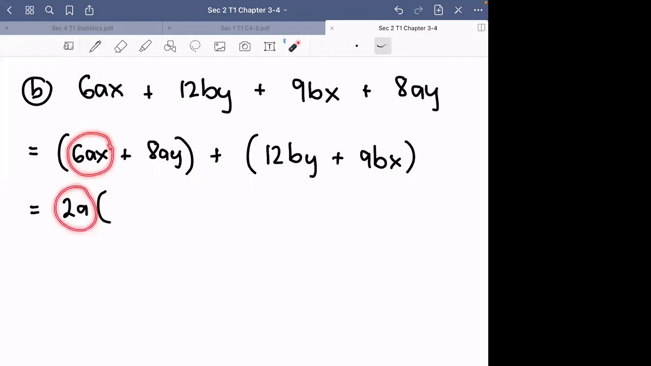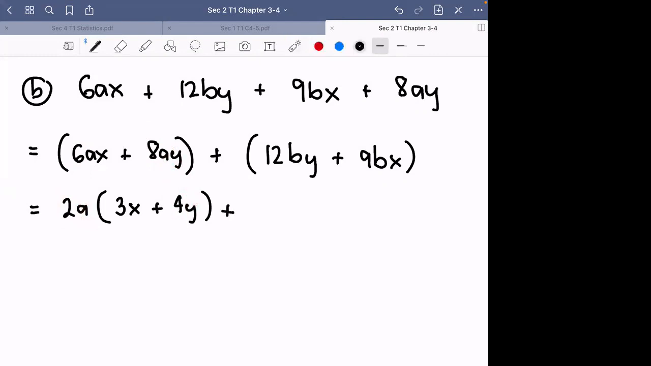6ax divided by 2a. What happened to 6 divided by 2? 3x. So 3x plus 4y. 8 divided by 2 is 4, and then ay divided by a, so just y. Don't forget about the numbers.